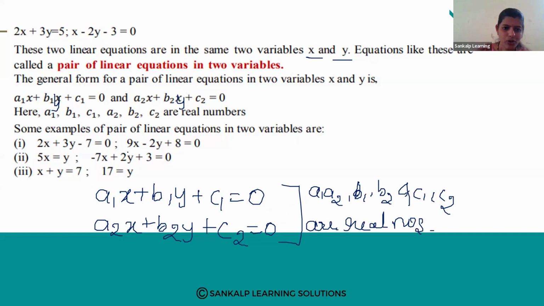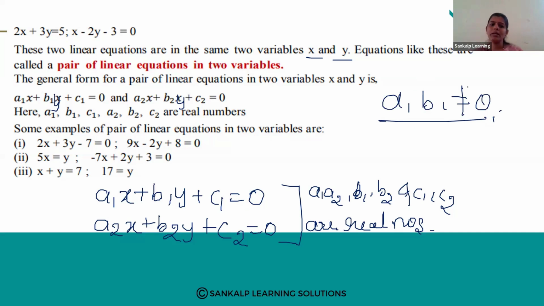Next, these are all examples for pair of linear equations. Any examples you can give, right? So a1, b1, c1. If a1 becomes 0, b1 becomes 0, what will happen? Only c remains. That means we will get only a constant term. Right? For that reason, what do we say? We say a1 and b1 are not equal to 0, right? So this is about the pair of linear equations in two variables, right?